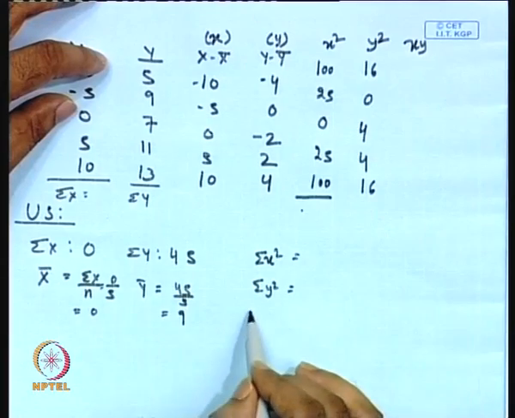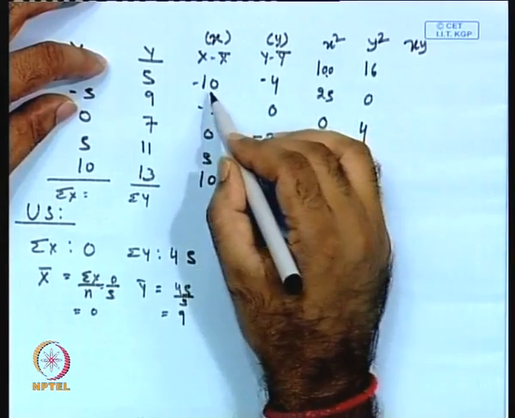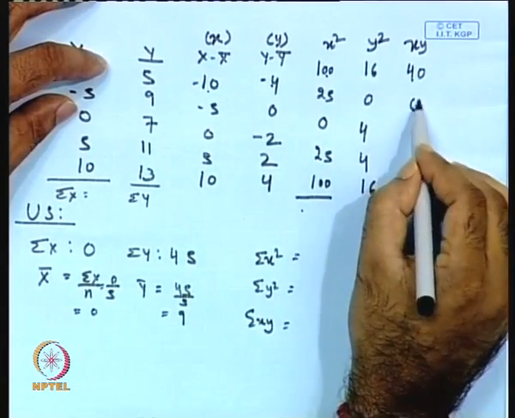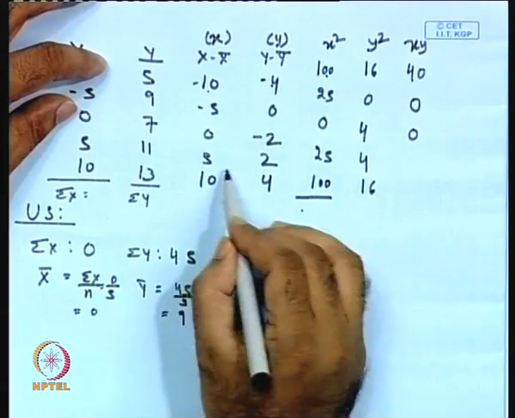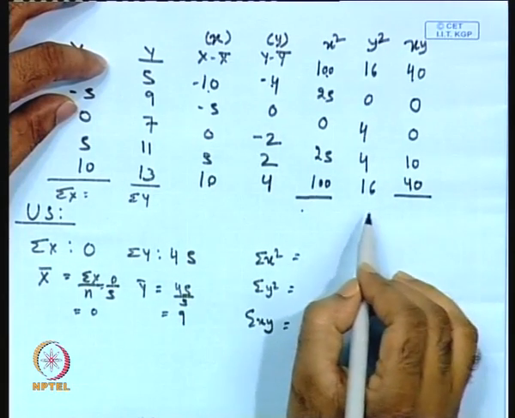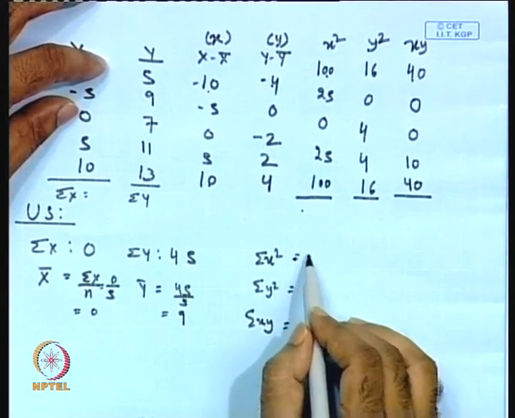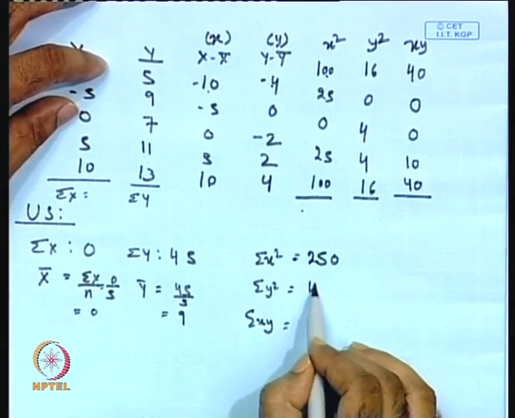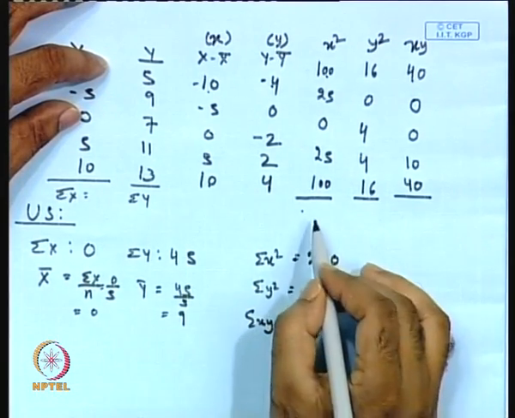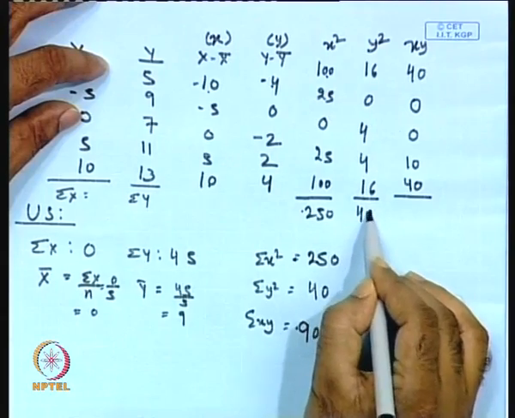Then we must have summation x y. For summation x y: minus 10 into minus 4 is 40, then minus 5 into 0 is 0, then 0 into minus 2 is 0, then 5 into 2 is 10, then 10 into 4 is 40. If we simplify further, summation x square is 250, summation y square is 40 and summation x y is 90. So the sum totals are 250, 40 and 90.